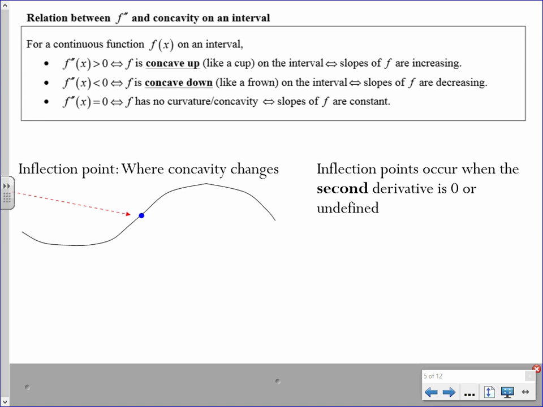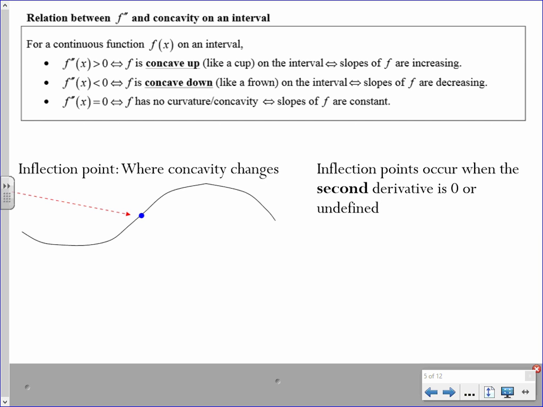Okay. So inflection points are where the concavity changes. Inflection points can only occur where the second derivative is 0 or undefined. Now, the second derivative could be 0 or undefined and we may not have an inflection point, but they only can occur when our second derivative is 0 or undefined. This feels all very familiar, doesn't it? Except with the second derivative.